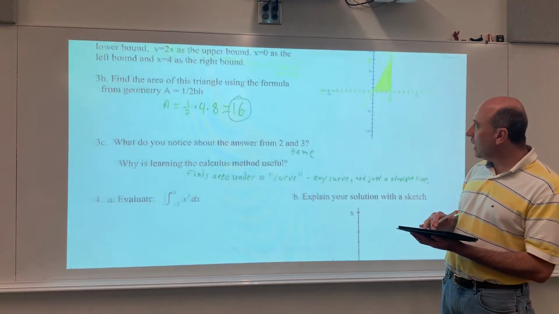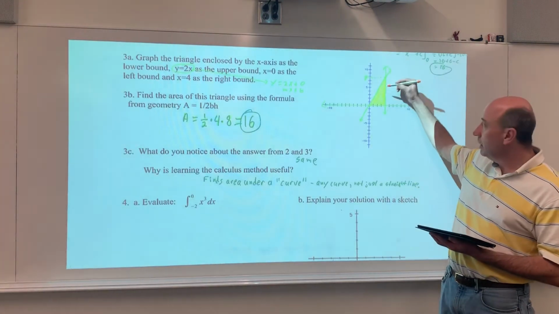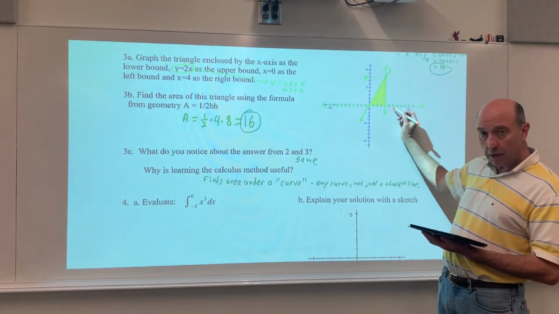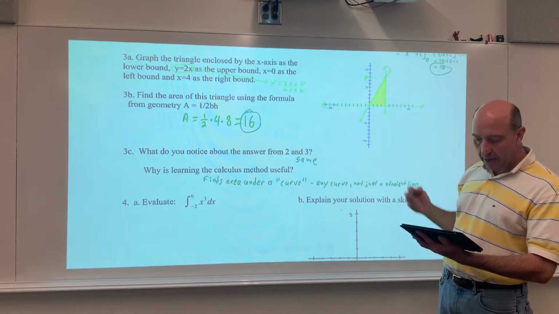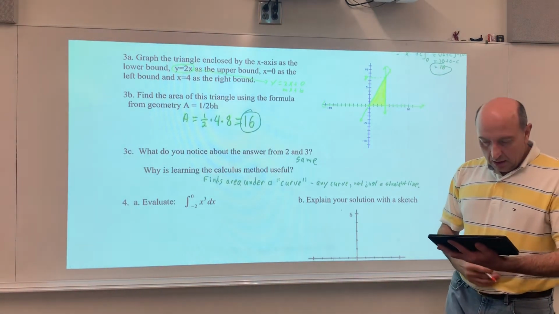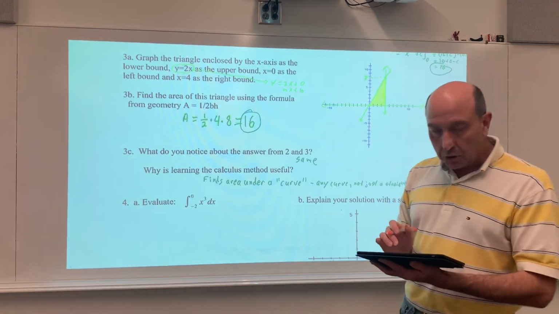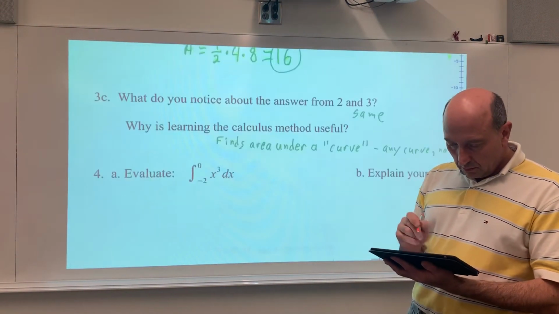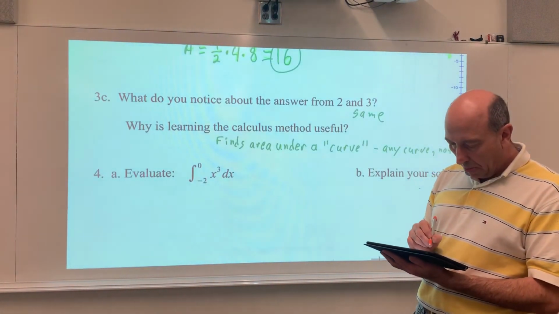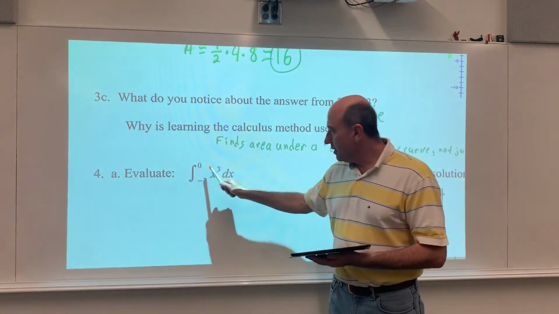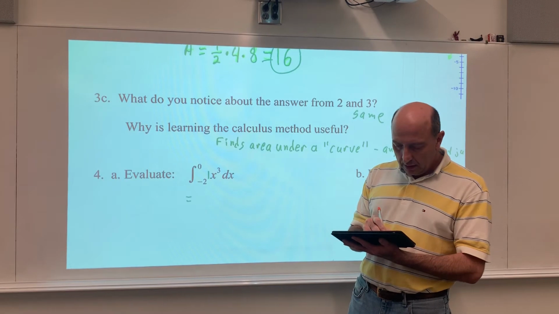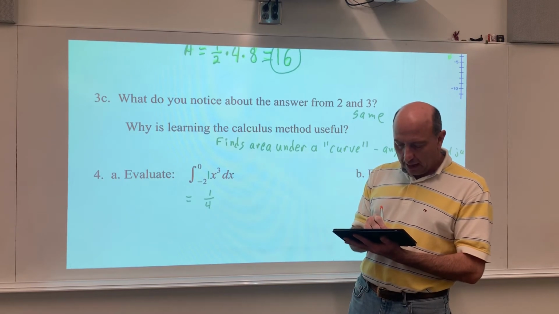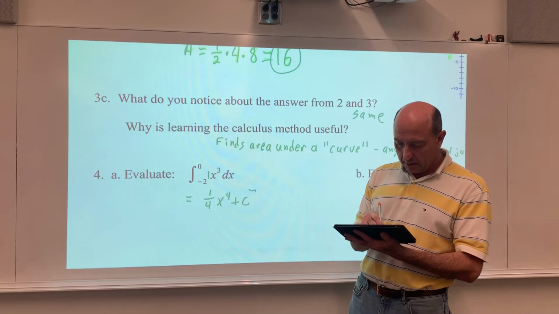Okay, so that's why the calculus method is useful, because it finds the area under a curve, or more specifically, between a curve and the x-axis. Okay, so let's try the next one. All right, the antiderivative of x to the third is 1 over 4 x to the fourth plus c.